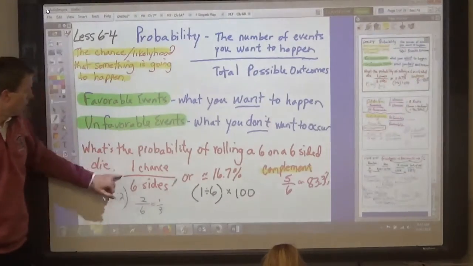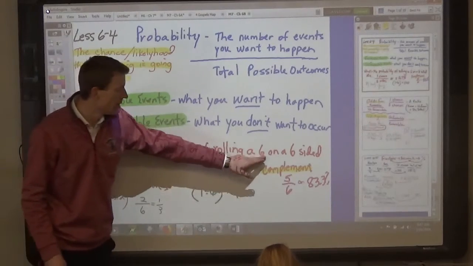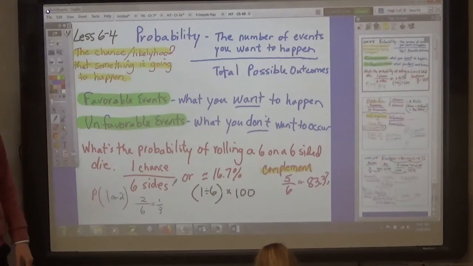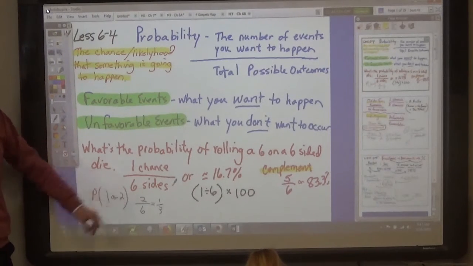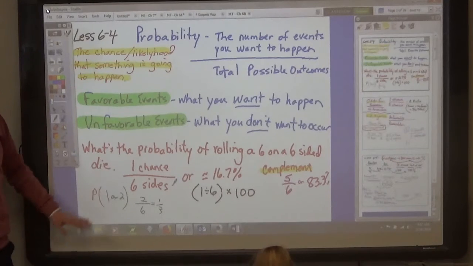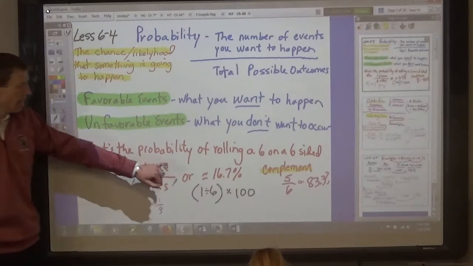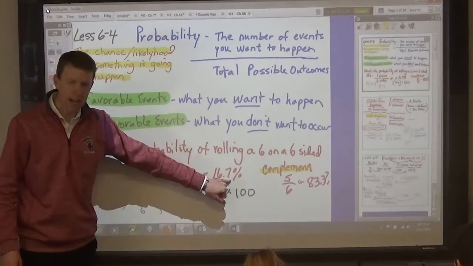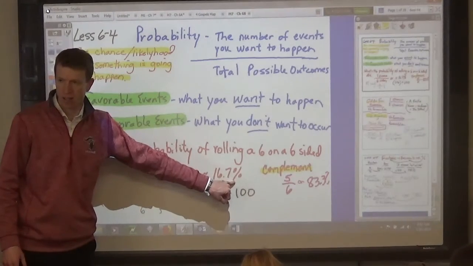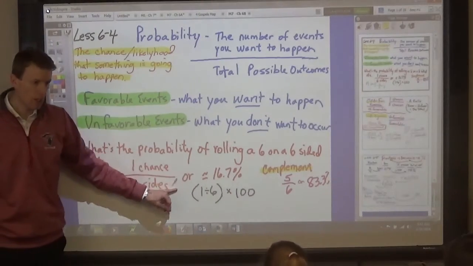Now, the board here says the example, rolling a 6 on a six-sided die. So 1 out of 6, the same probability, because there's 1 6 out of 6 sides. Okay? Now, you can write this as a fraction, or you can say that there is a 16% or 16.7% chance that you will roll a 6. In other words, you can convert this fraction to a decimal and then to a percent.